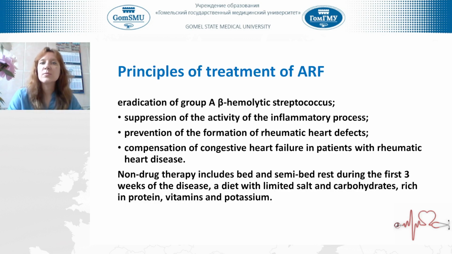Treatment. Principles of treatment of acute rheumatic fever: eradication of group A beta-hemolytic streptococcus, suppression of the activity of the inflammatory process, prevention of the formation of rheumatic heart defect, compensation of congestive heart failure in a patient with rheumatic heart disease. Non-drug therapy includes bed and semi-bed rest during the first 3 weeks, with a diet limited in salt and carbohydrates, rich in protein, vitamins, and potassium.